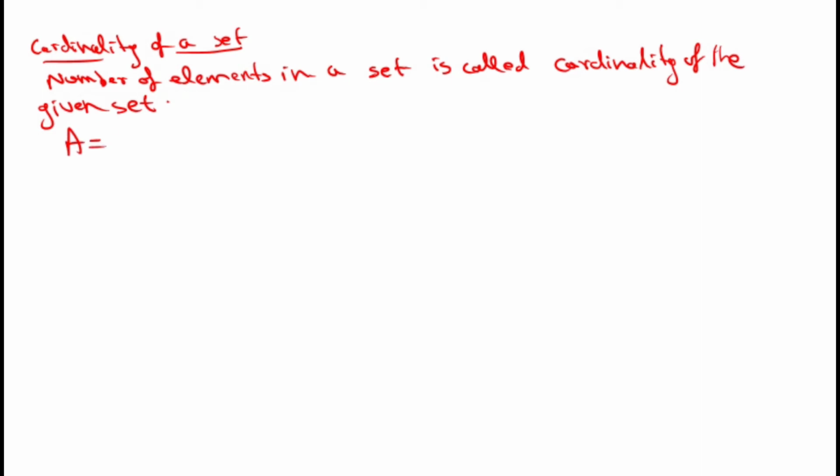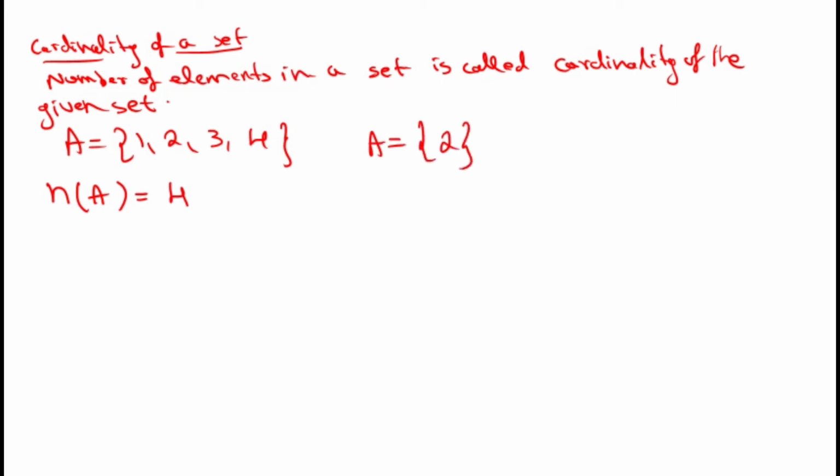Suppose set A is equal to 1, 2, 3, 4. It's given. Here n of A means the number of elements in the given set A, or we call it the cardinality of A, is equal to, just count the numbers, 1, 2, 3, 4. Or take A is equal to {2}. What is n of A? n of A is equal to 1, only one element here, you can see, right? So n of A is equal to 1.